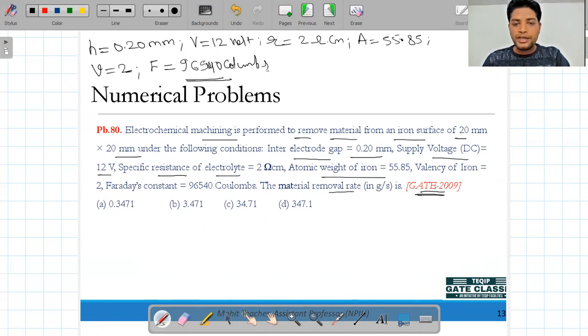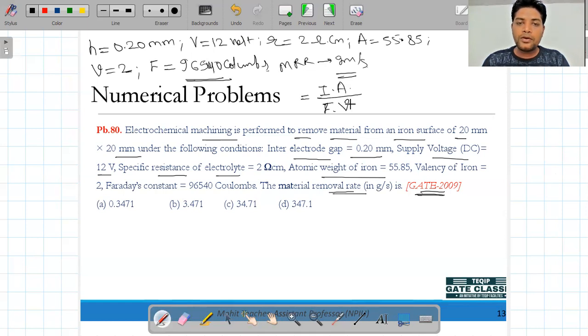ठीक है, the material removal rate that we have to calculate, that is MRR, is in gram per second, not in cc per second. So देखिए density की जरूरत नहीं है यहाँ पे. ठीक है, so this MRR will be equal to I into A upon F into V. तो देखिए A, that is atomic weight of iron. देखिए एक single material है. ठीक है, alloy नहीं है, because iron surface given है ना initially, and valency and atomic weight are given to you for that iron. So A is given to you, V is given to you, capital F is given to you. Okay, but I is not given to you. So how can we calculate the value of I?